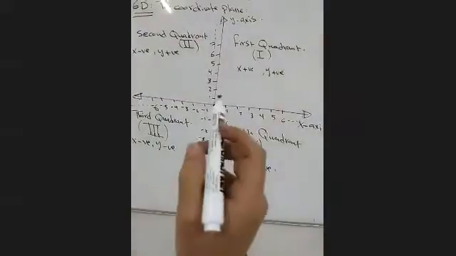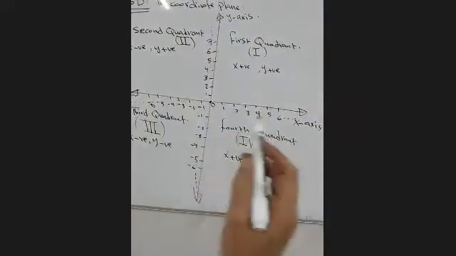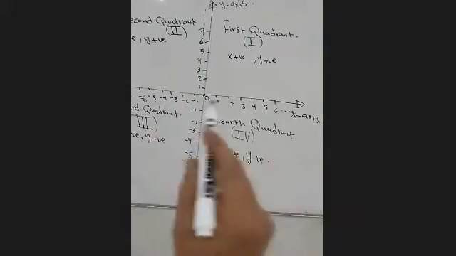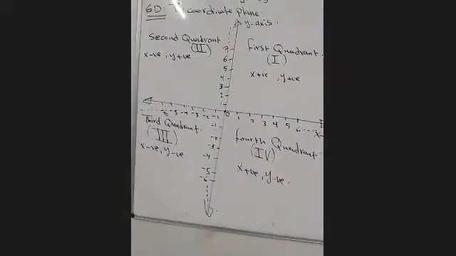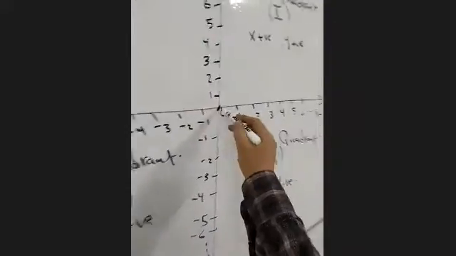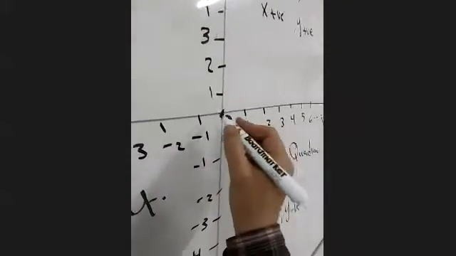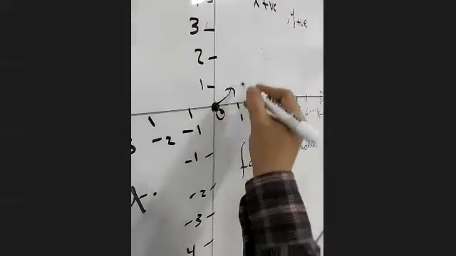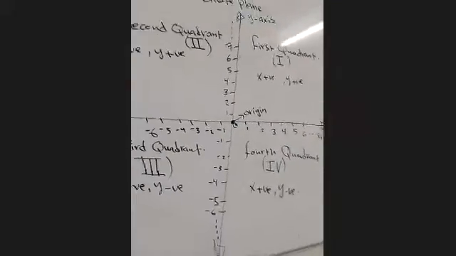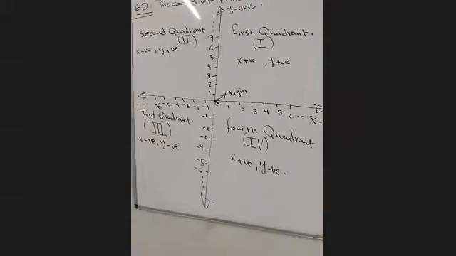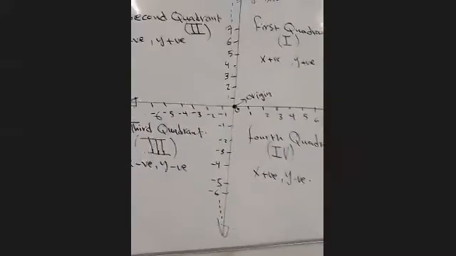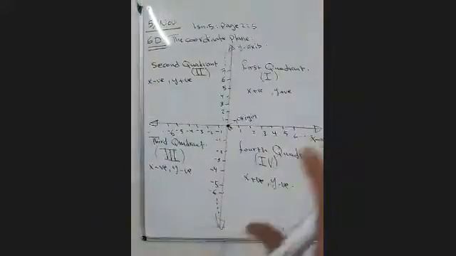This is 0 for x and for y. The intersection point here, what do we call this point, guys? This intersection point we call the origin. Origin in Arabic means al-asl. This is what we call the coordinate plane.